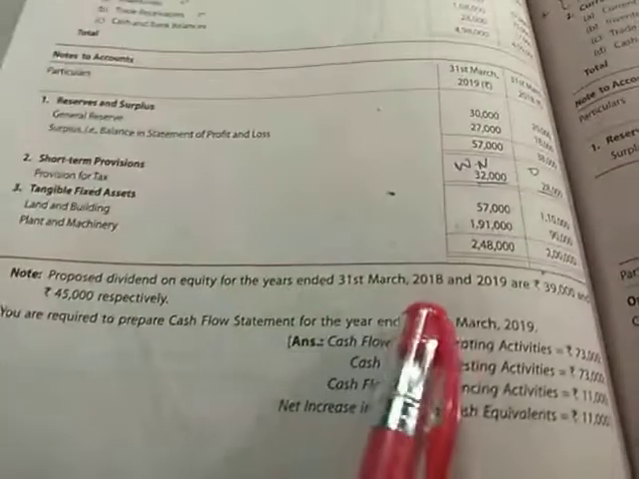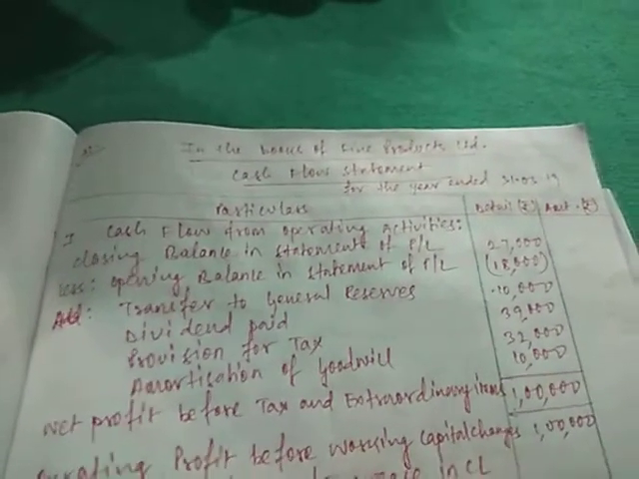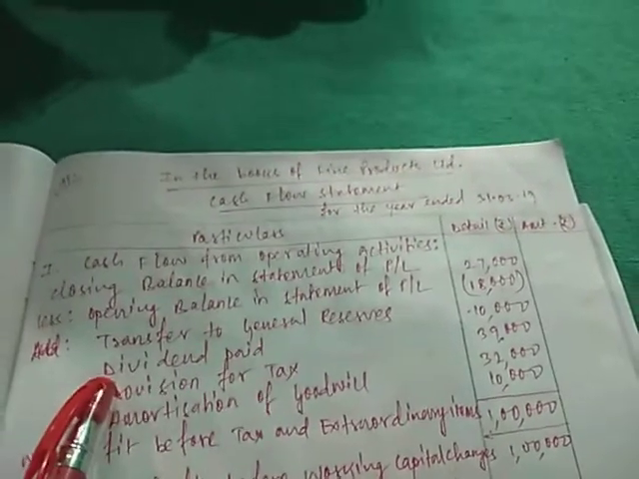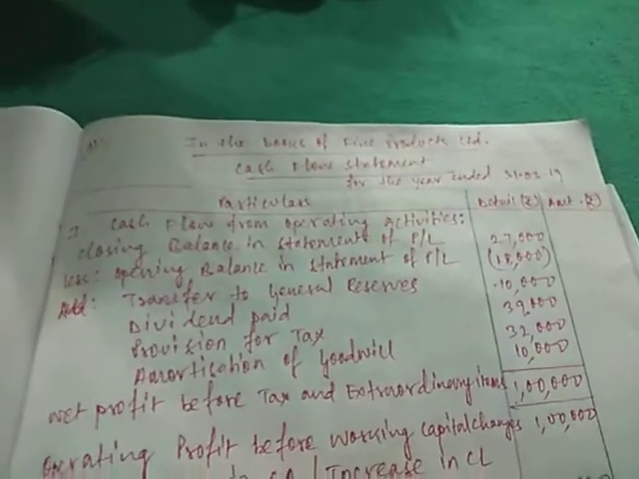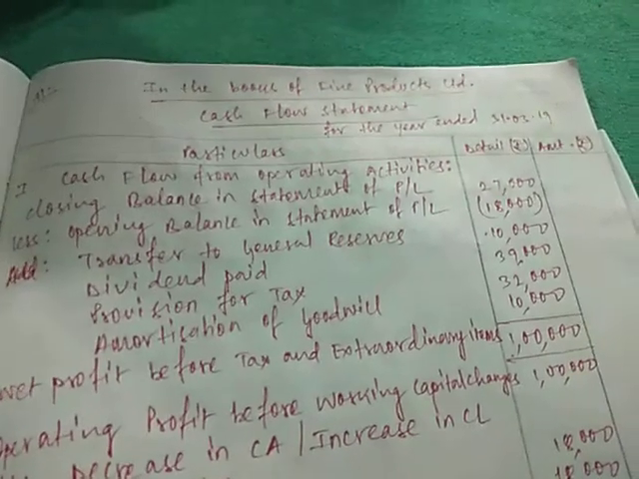Next is dividend paid. As I have told, the proposed dividend of the previous year will be used, that is 39,000. Here we'll add the dividend paid 39,000. It will be subtracted in the financing activity. The dividend paid 39,000. Here it will be added as extraordinary item, and next it will be subtracted in the financing activity as cash outflow.